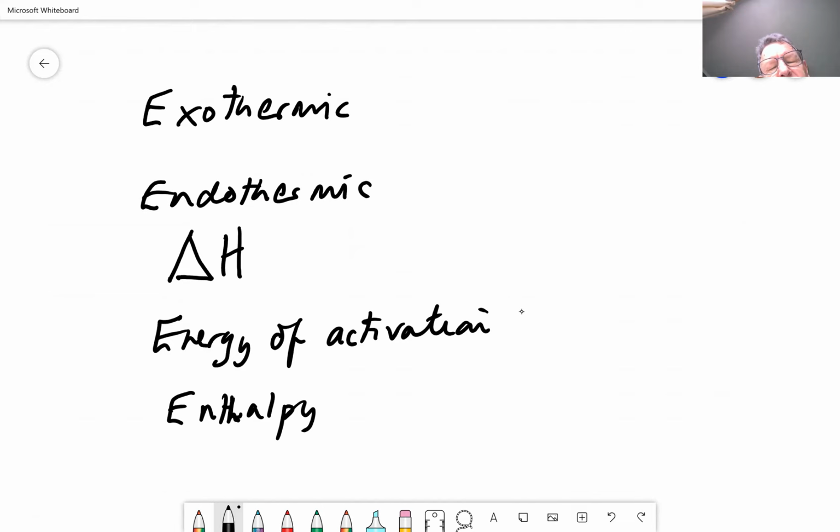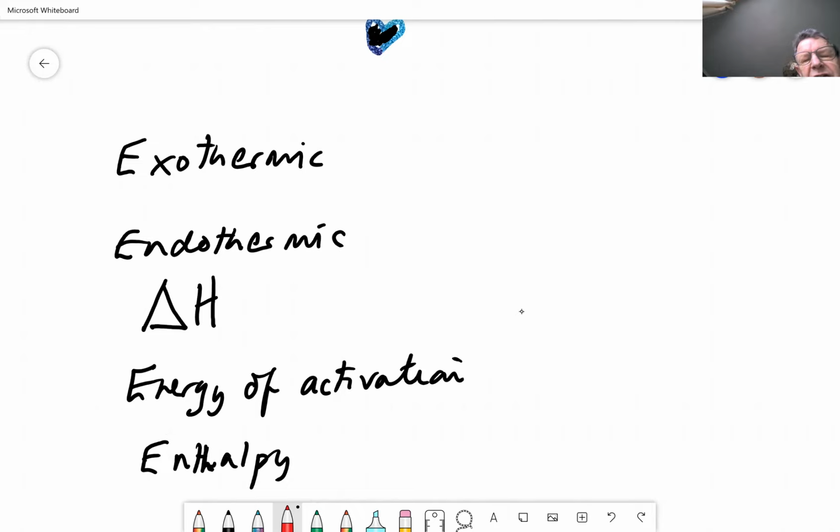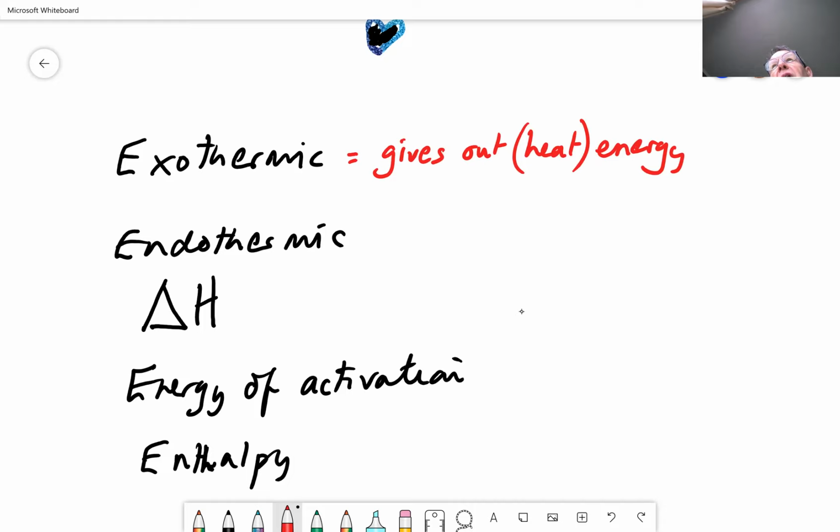Very, very quickly, exothermic means gives out heat energy. If you're asked what it means, it gives out heat energy. It gives out energy. It may be just heat. It is more likely to be heat and perhaps some light, like if you have a fire. If you light a fire, if you're cooking and you light a fire, then this is an exothermic reaction. Therefore, endothermic is takes in heat energy.